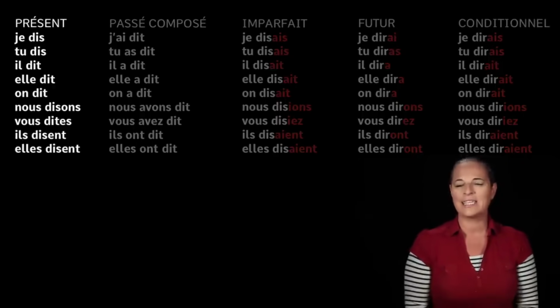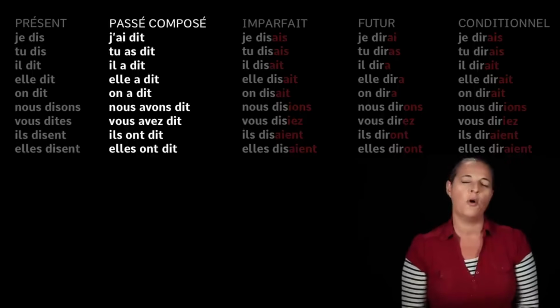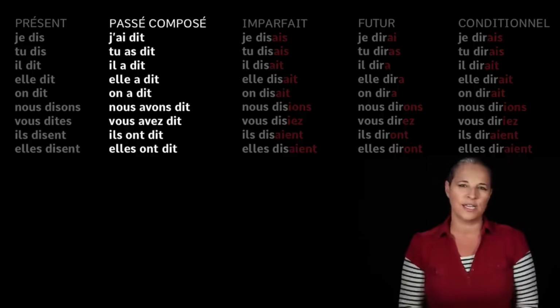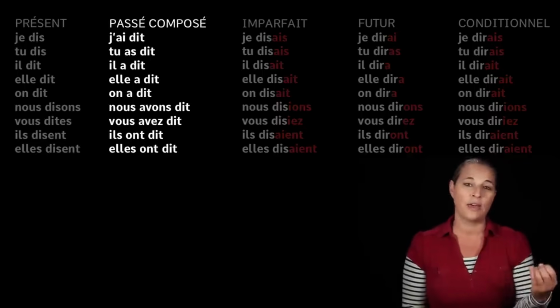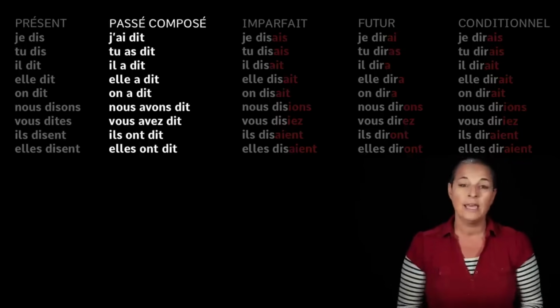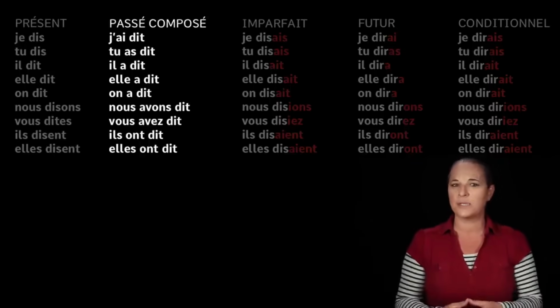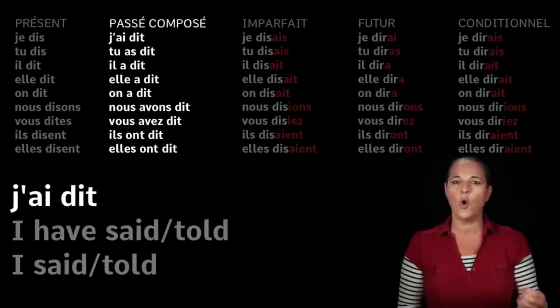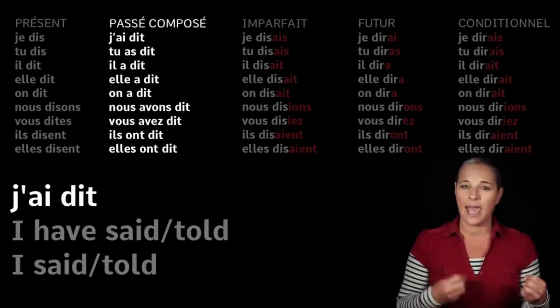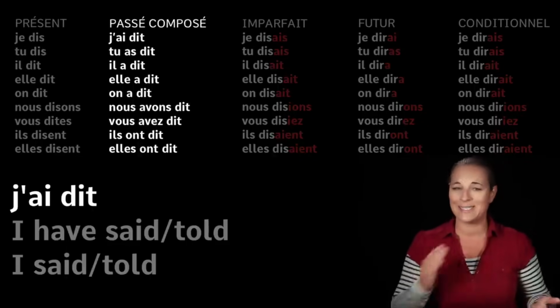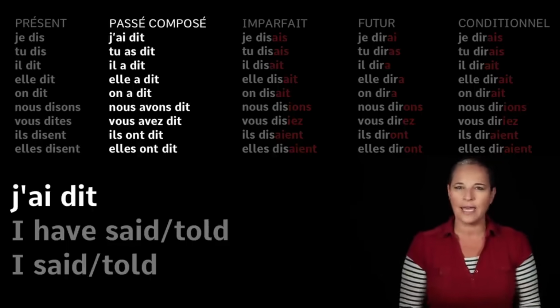Now, let's have a look at the passé composé form of dire. In order to conjugate a verb in the passé composé, you need to know how to conjugate the auxiliary verb to have or to be in the present tense. The passé composé is as if I was saying I have said or I said. We translate it directly in French as I have said, and we do not say I said, okay? So let's have a look at dire.